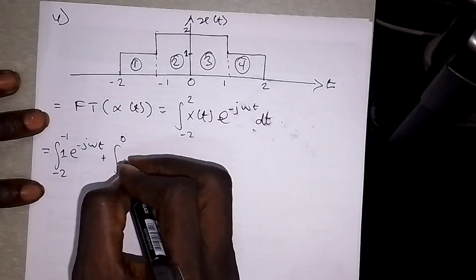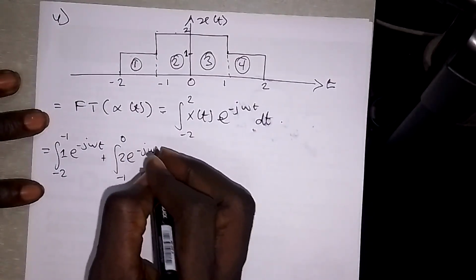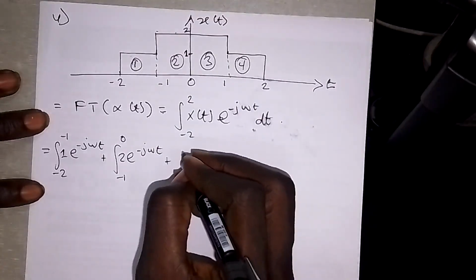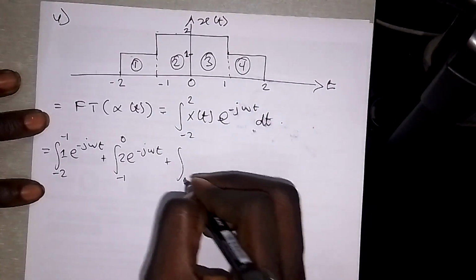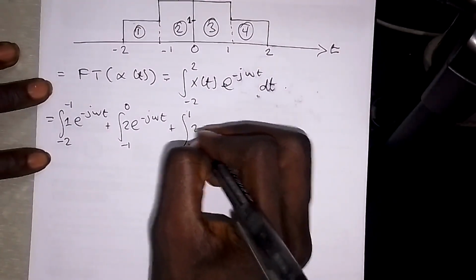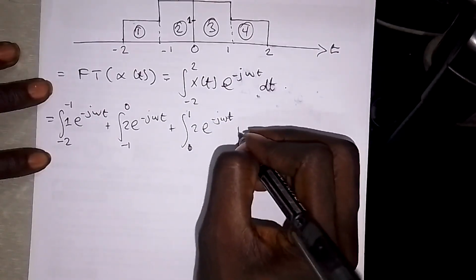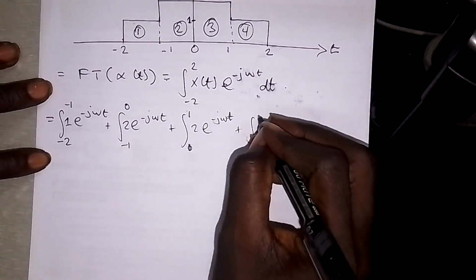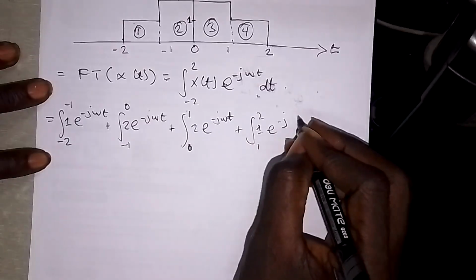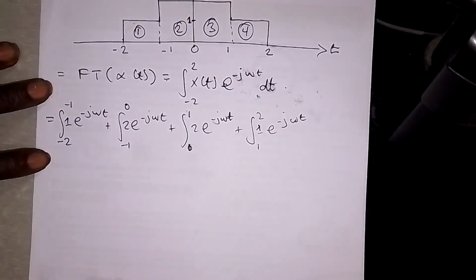Plus the next aspect, which is -1 to 0. Here x of t is 2, so 2 e exponent minus j omega t. Plus the next aspect, 0 to 1, which is 2 e exponent minus j omega t. Plus the next aspect, 1 to 2, where x of t is 1, so 1 e exponent minus j omega t. That is how we're going to do it.